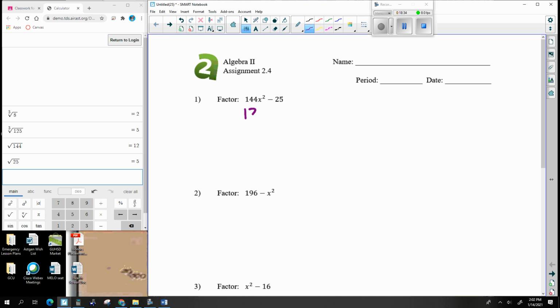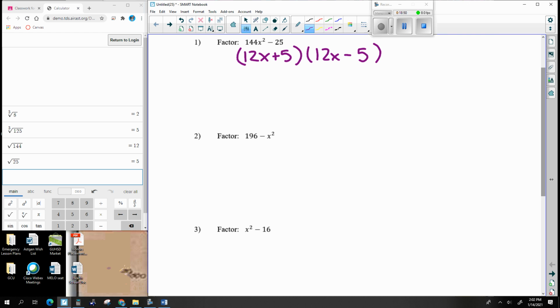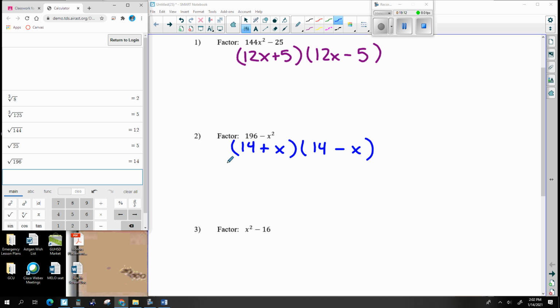So this is going to be 12x 5. Write it twice, one's plus, one's minus. That's the difference of squares. Two elements, squares, minus in the middle. 196 is 14, x squared is x. Write it twice, one's plus, one's minus. Squares, and again, if you get lost, you can use your calculator. I'm assuming that 196 is a square, and indeed it is.